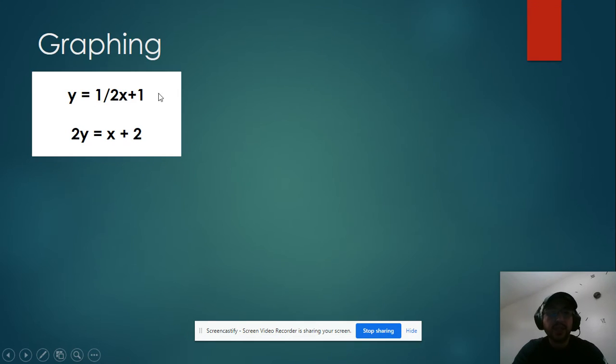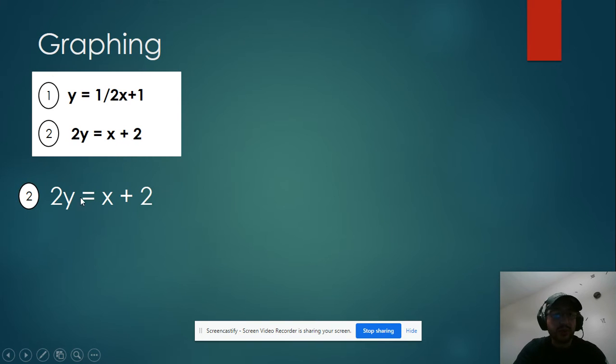Now let's say we have this system of equations. As we can see, equation number 1 is already solved for y, but equation number 2 is not solved for y. So what I need to do is solve equation number 2 for y in order to graph it. So let's solve equation number 2 for y. We have the equations here.